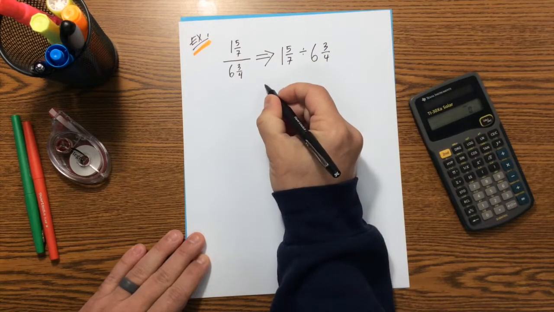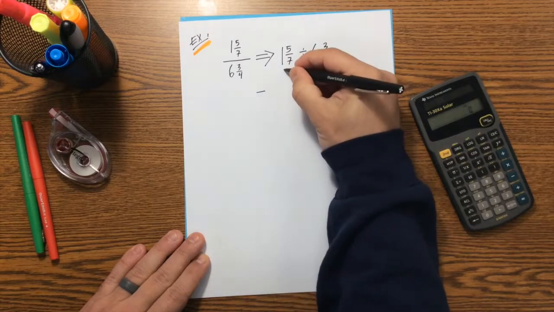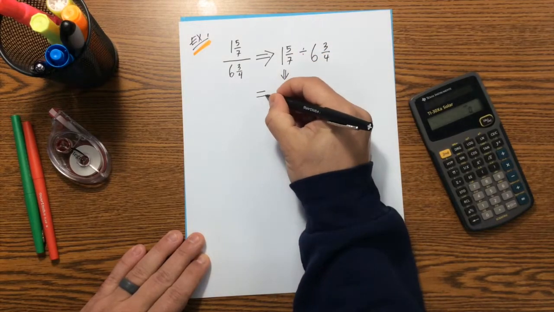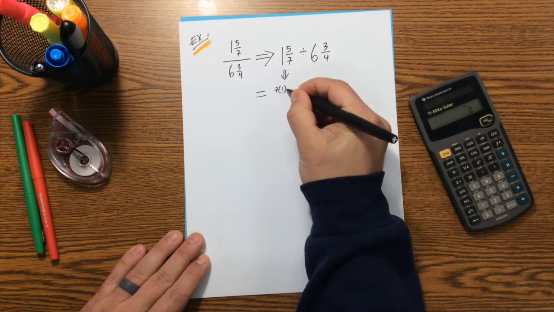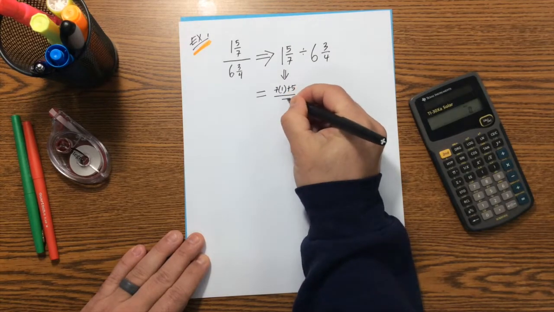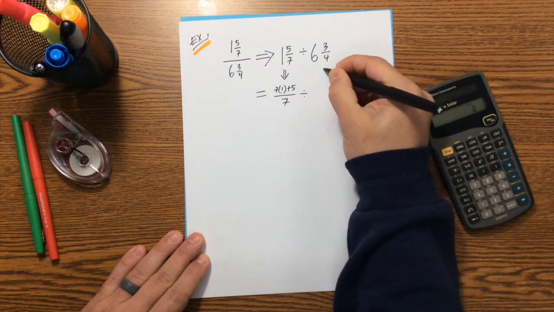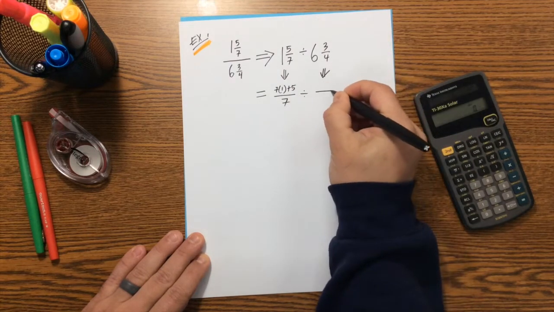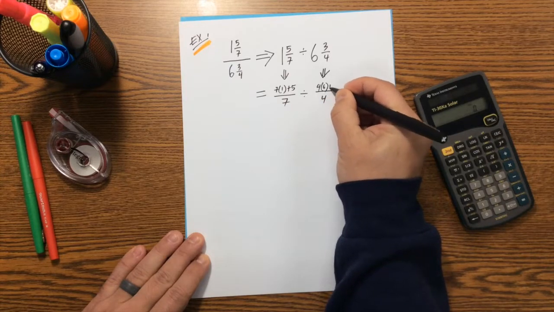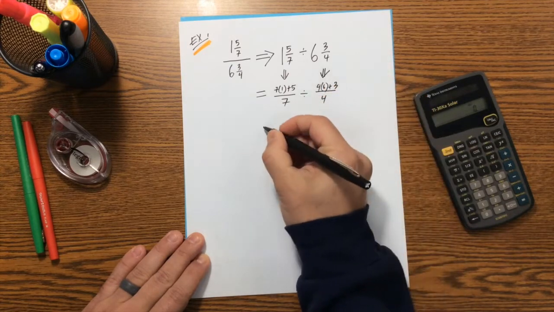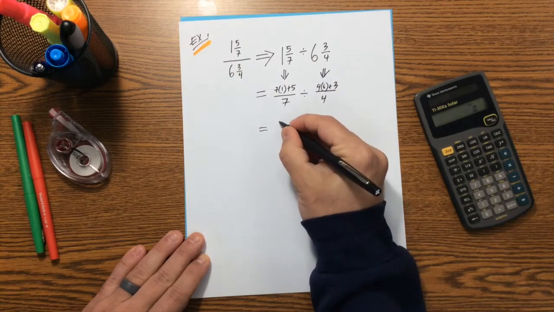Okay, our next step is going to be what, boys and girls? That's right, to convert those mixed numbers into improper fractions. So 7 times 1 plus 5 over 7 divided by 4 times 6 plus 3. There you go. Okay, our next step, let's simplify it just a little bit further.